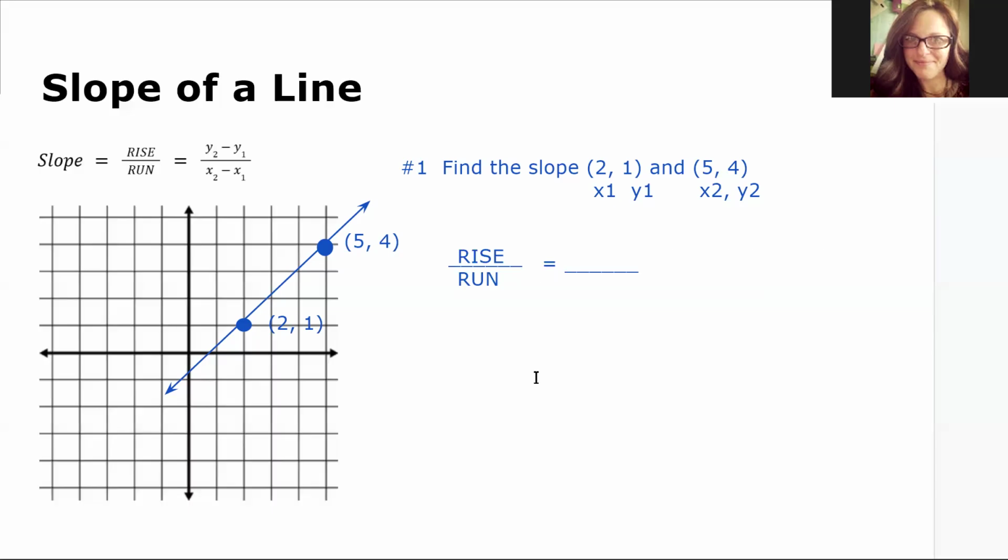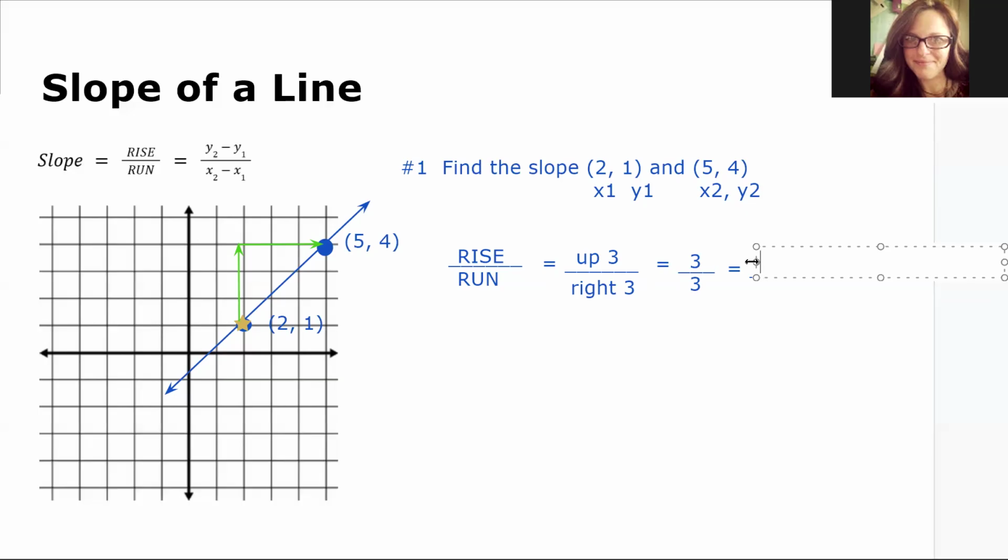Let's start at our first point, and we'll count up 1, 2, 3, up 3, and 1, 2, 3 to the right. These are both positive directions. We end up with 3 over 3, and we can reduce.